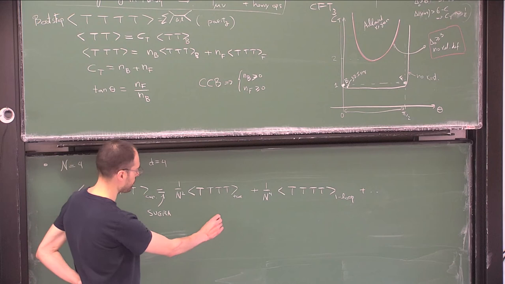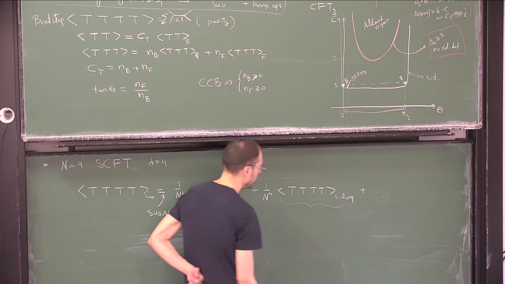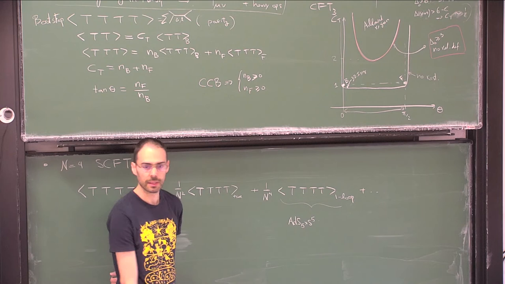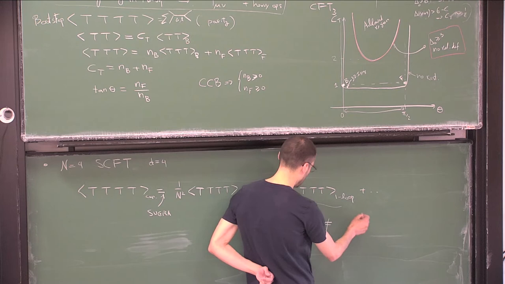And what I want to emphasize here is that this part, it's not universal, in the sense that you can take our favorite theory, AdS5 times S5, and you get some answer. But you can also take, so you get a different result if you just take pure supergravity AdS5, some gauged supergravity AdS5. Okay?